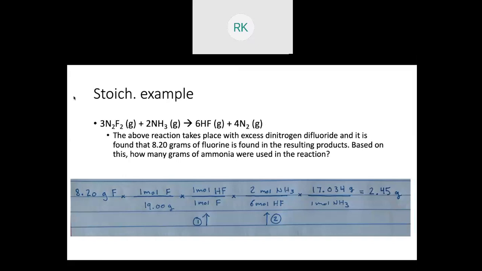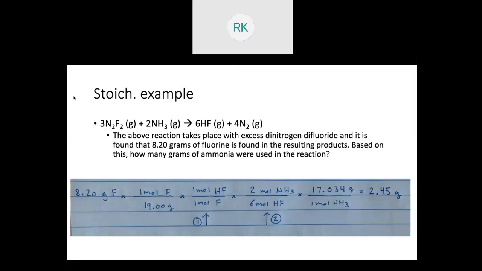And the question is, the above reaction takes place with excess dinitrogen difluoride. We're going to go into what excess means in a bit. And it is found that 8.2 grams of fluorine is found in the resulting products. So fluorine shows up as HF, which is hydrogen fluoride. It's not an acid because it's not aqueous. It's a gas, so it's hydrogen fluoride. And so it's saying the fluoride component of hydrogen fluoride is 8.2 grams. Based on this, how many grams of ammonia were used in the reaction?